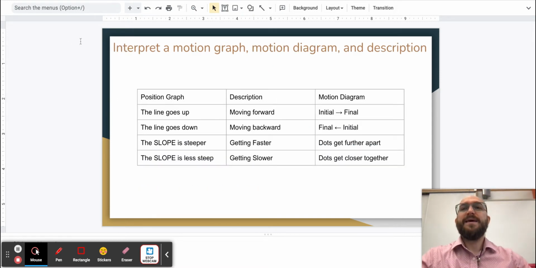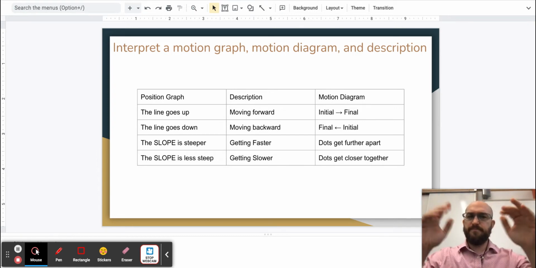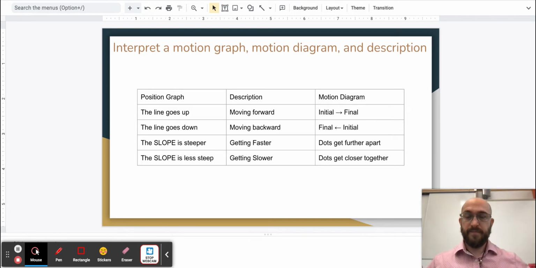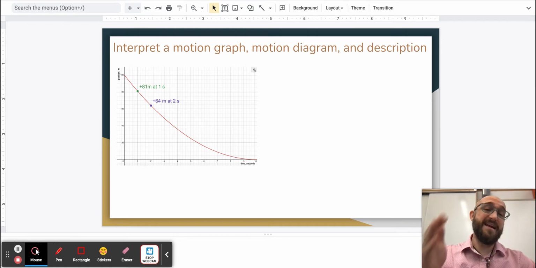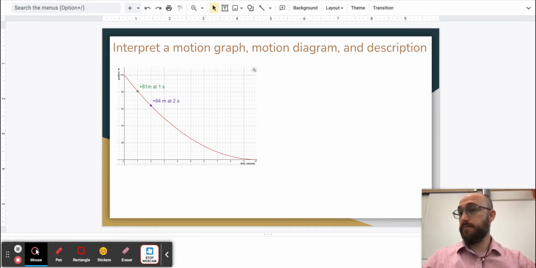The second one, can you interpret a motion graph or a motion diagram or a description to make the others? So here are the super basic notes. If you're looking at a position graph, I'm telling you about what that line should be doing. In the description, it tells you what those things mean. And then in motion diagram, it tells you what the motion diagram will look like. Let me give you an example. If I look at this graph, what do I see?